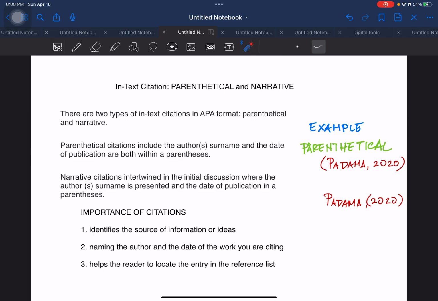Okay, and then going on to our next definition, which is the narrative citation. This citation is part of your manuscript, intertwined in the initial sentence of your discussion, where the author's surname is presented initially. Pinapakita muna yung apelyido ng author na sinasite ninyo, and the date of publication in a parenthesis. The date of the publication is the only one located in the parenthesis, and this is the example of what we call the narrative citation. So again, let's put a label on this, marking this as an example of our narrative citation.